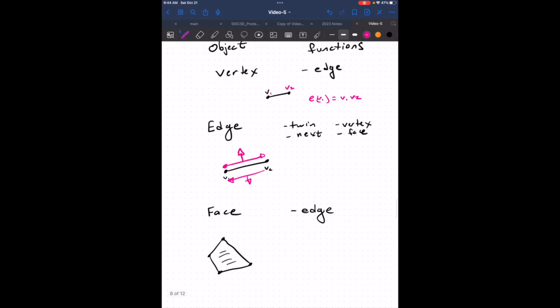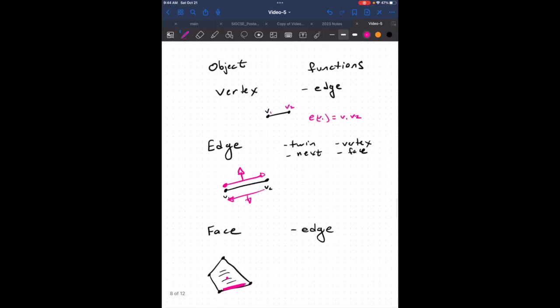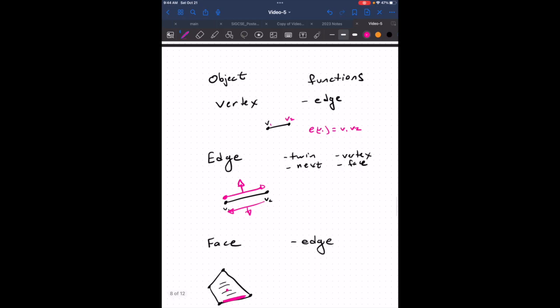And for each face, we'll record a single edge that's on the boundary of it. And it really doesn't matter because, again, we could iterate around the face. So that's our data structure. If someone says, here's a triangulation, and we talk about algorithms, I'm assuming that I have these operations.